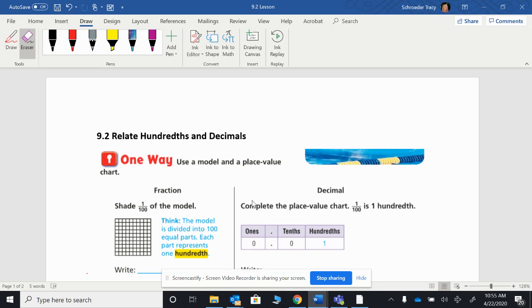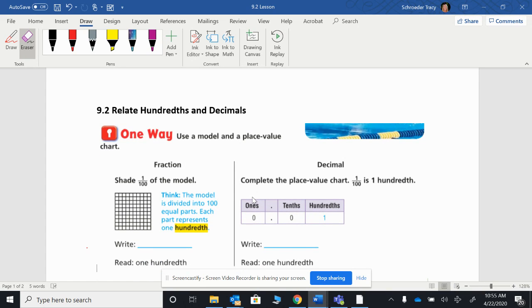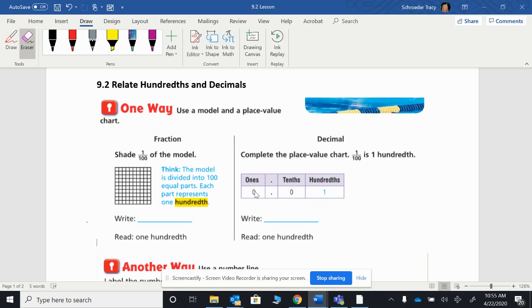Our first example is shade 1/100 of the model, which means you're going to basically divide it into 100 little parts and you shade in one of them. And you write it as 1/100th. If you write it as a decimal, there is no whole. There is not any tenths shaded. You don't have 10 yet. You just have 1 out of the 100. So I write it as 1 hundredth.